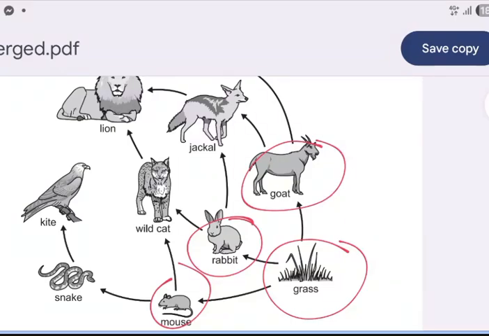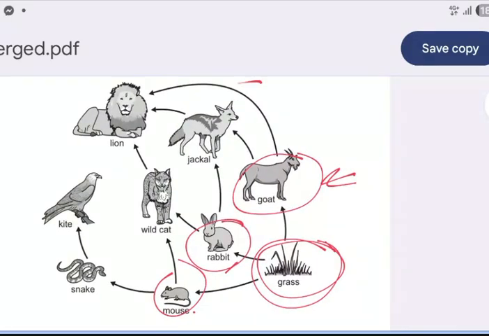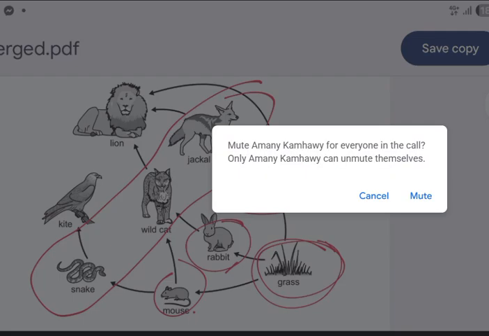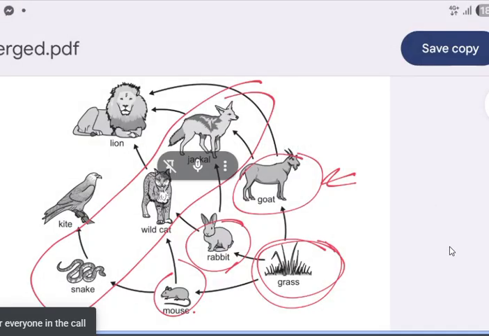We can see a food web. We start with the producer, which is the grass. Many animals can eat the same grass, which are consumers: goat, rabbit, and the mouse. After this, we can find the second consumer, which is, yes, I can find jackal, wild cat, and the snake.